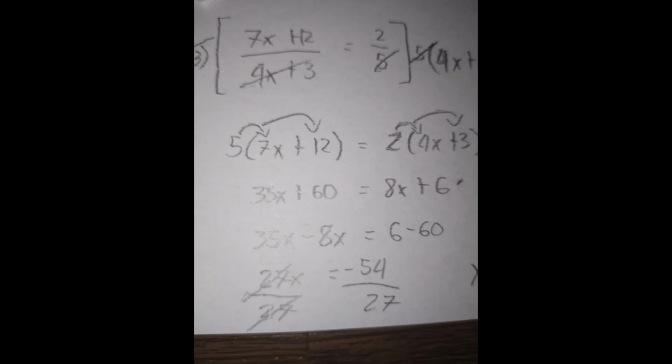Next is 27x divided by 27. So what we're gonna do is cancel 27 and the remaining is x. And the other side is negative 54 divided by 27 is negative 2. So the value of our x is x equals negative 2. And that's it. That's how to solve the rational equation.